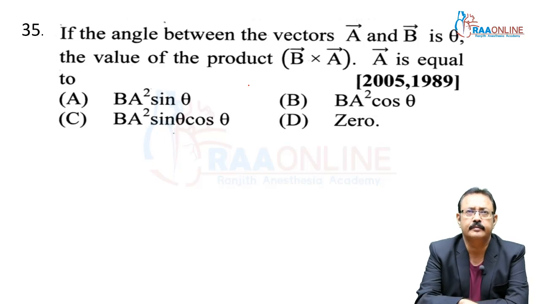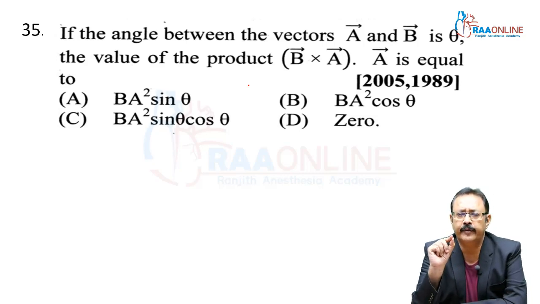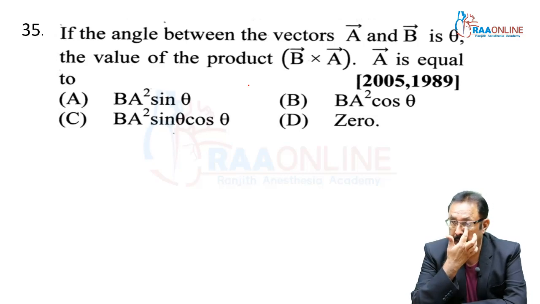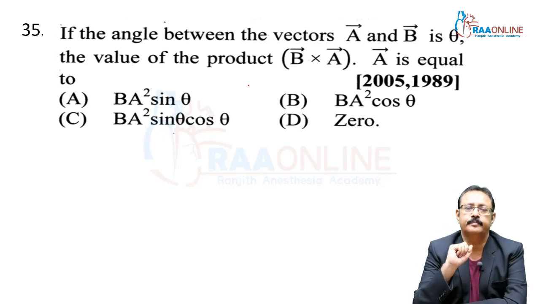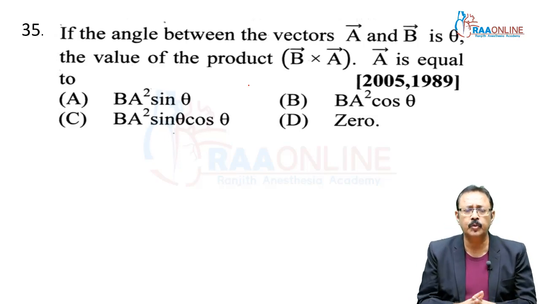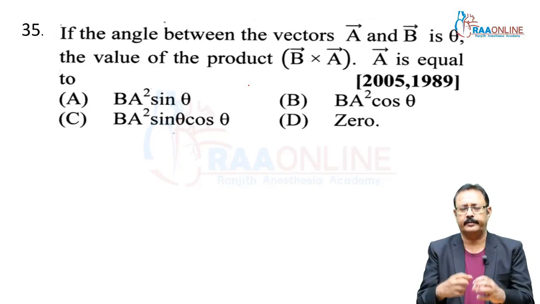35th. The angle between the vectors A and B is theta. The value of the product of B cross A dot A is equal to? It is only a conceptual problem. Two concepts they are merging.